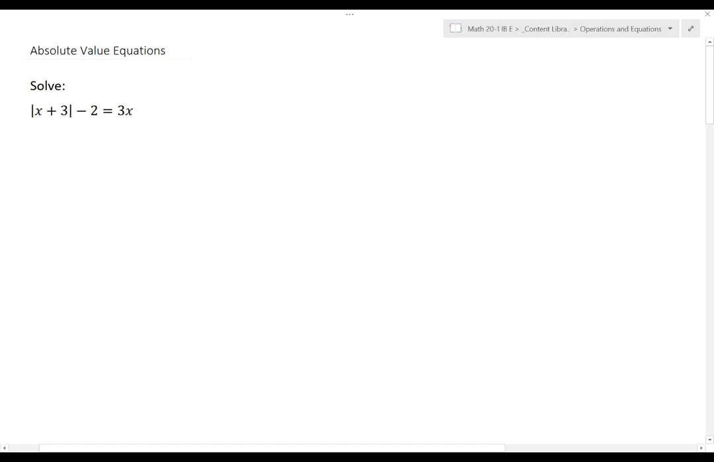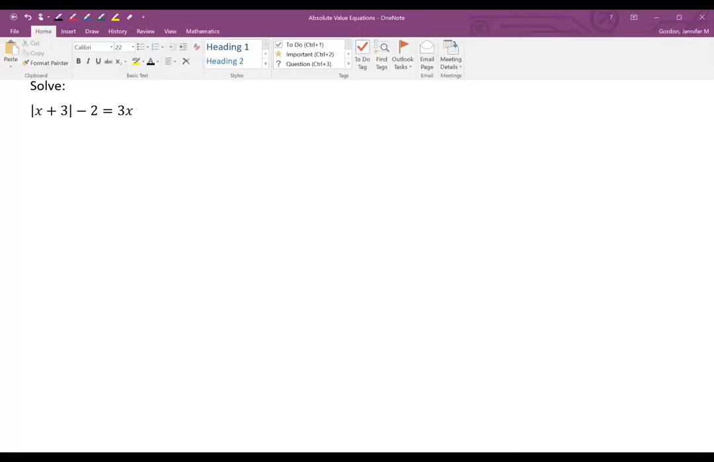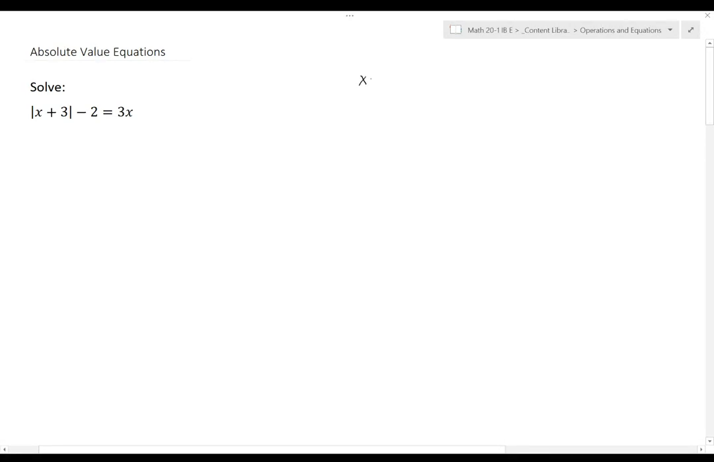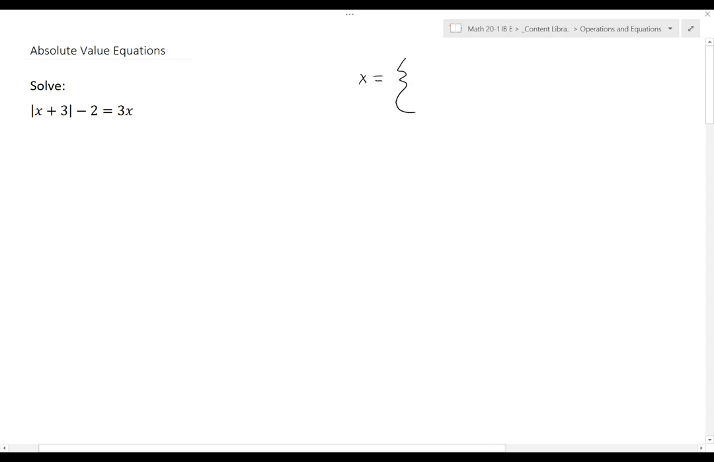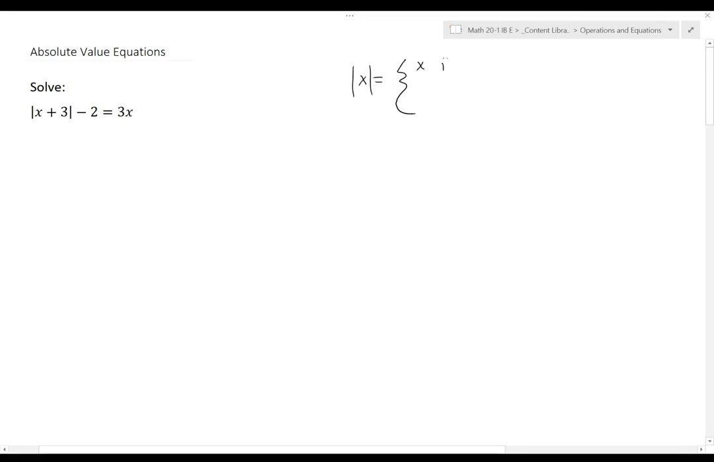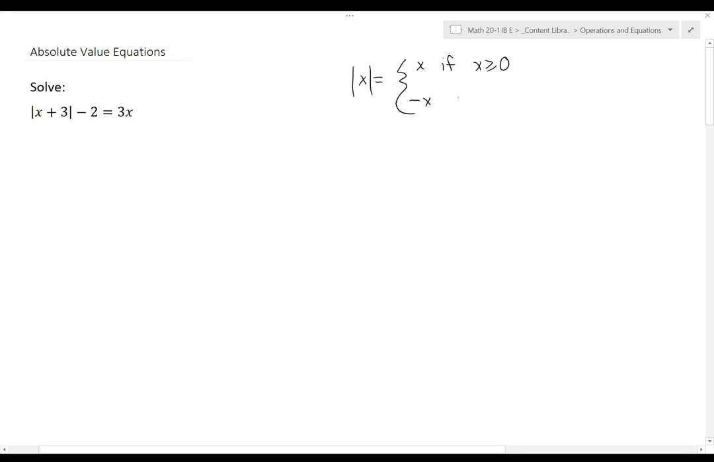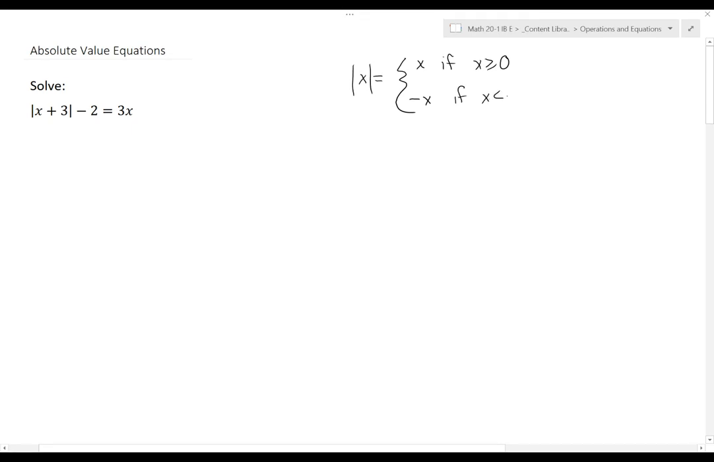Today we're solving absolute value equations. So before we get into solving the equations, I would like to remind you that absolute values can be defined by parts, which means they act differently in different parts of their domain. So the absolute value of x is defined as just x if x is already positive, so greater than or equal to 0, and the opposite of x if x is less than 0.